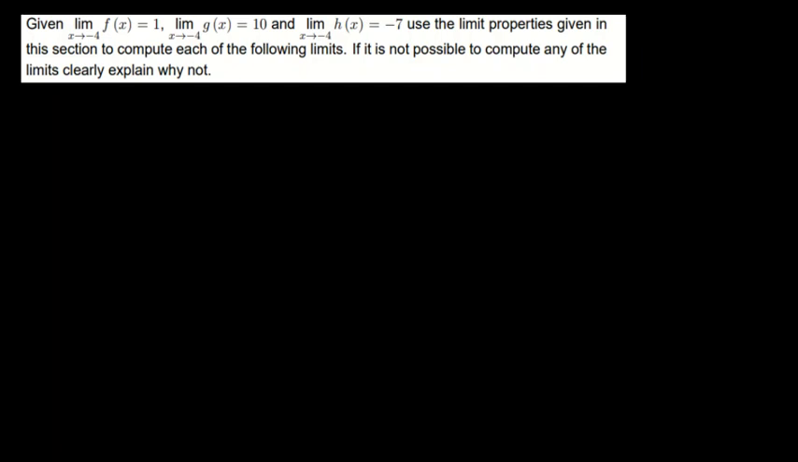Okay, so let's try our hands on this example here. Given the limit of f of x as x approaches minus 4 to be equal to 1, the limit of g of x as x approaches minus 4 to be equal to 10, and the limit of h of x as x approaches minus 4 to be equal to minus 7, use the limit properties given in this section to compute each of the following limits. If it is not possible to compute any of the limits, clearly explain why not.